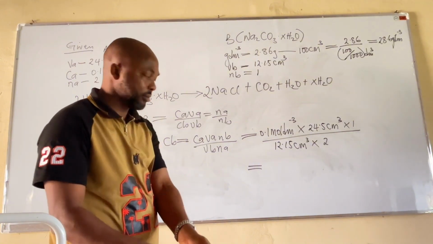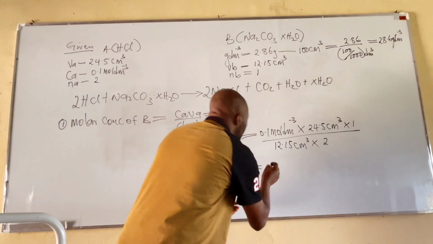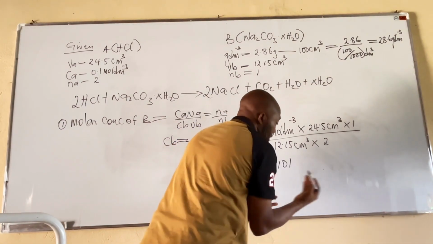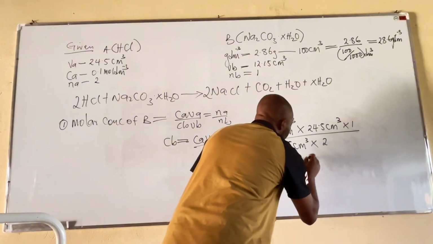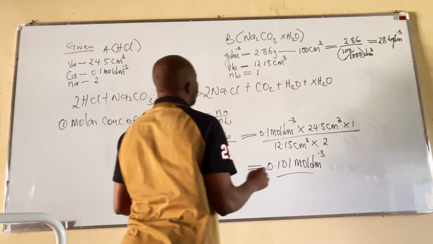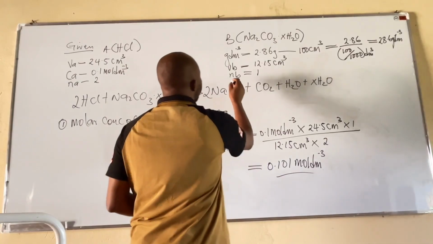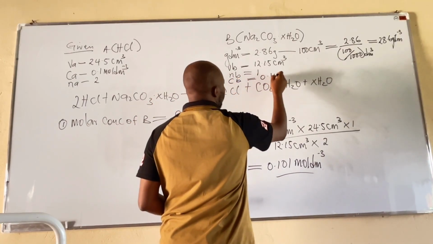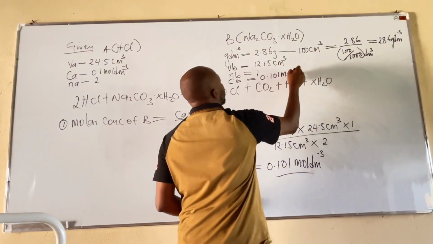So this is 0.101, approximately, mole per dm³. So I've gotten the concentration of the base. Let me put it here. Cb is equal to 0.101 mole per dm³.